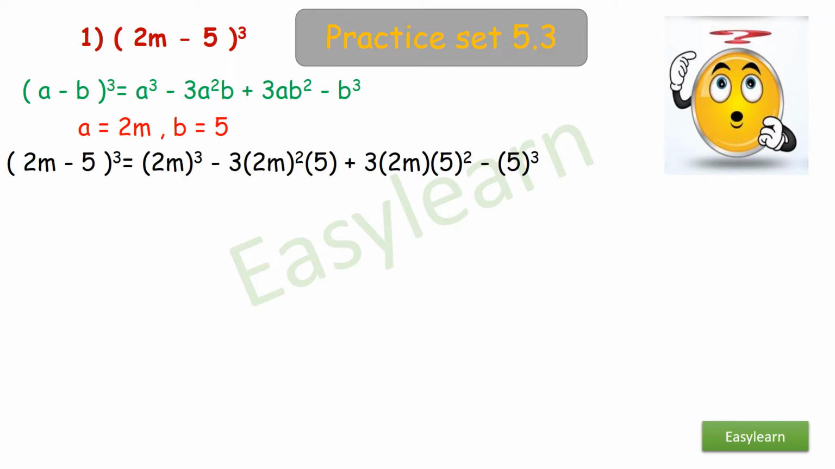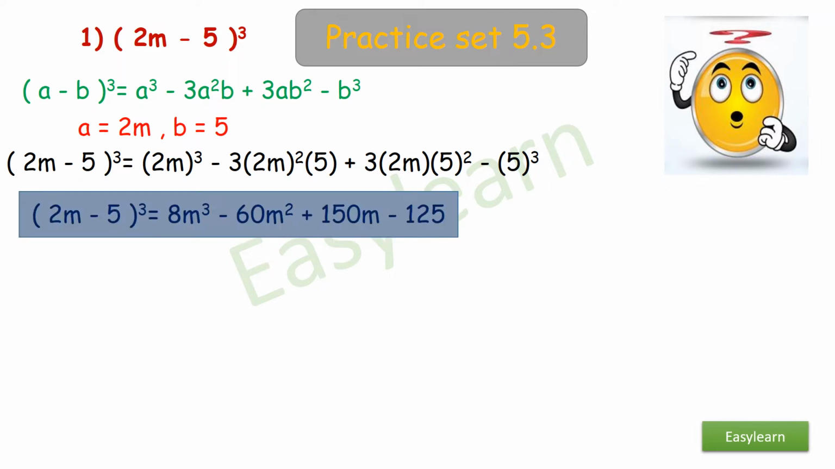You get 2m minus 5 the whole cube is equal to 2m the whole cube minus 3 into 2m the whole square into 5 plus 3 into 2m into 5 the whole square minus 5 cube, which is equal to 8m cube minus 60m square plus 150m minus 125.